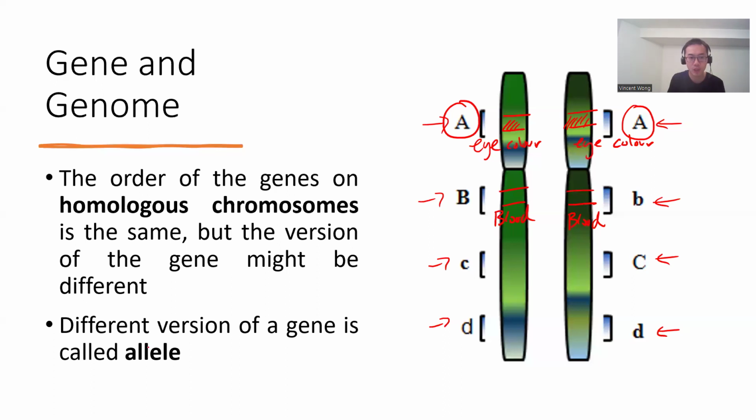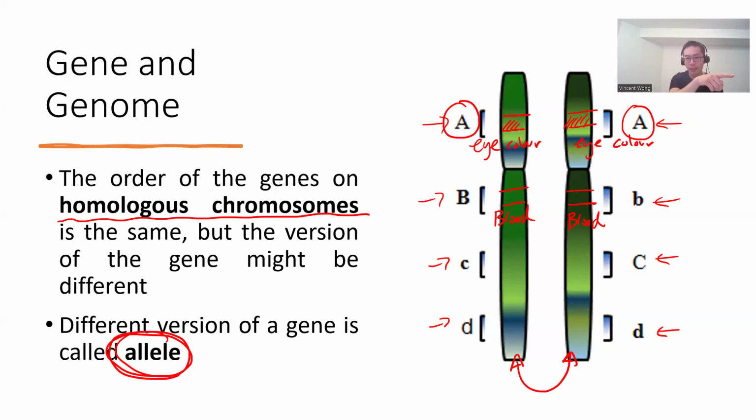So a different version of a gene is called an allele. Brown eyes, blue eyes, that's an example of different alleles. Type A blood, type B blood, different alleles. And these chromosomes here, we call them homologous chromosomes. They are the same size, same order of information, but the alleles, the versions on them, might be different.